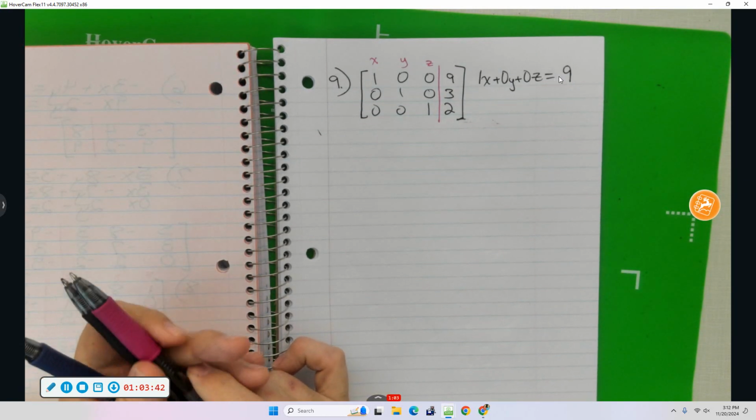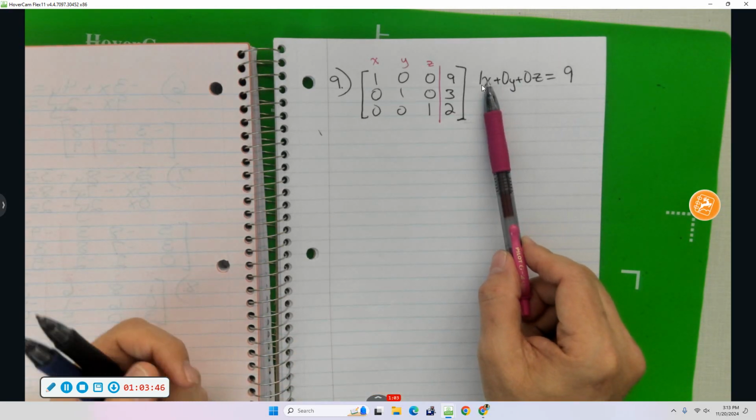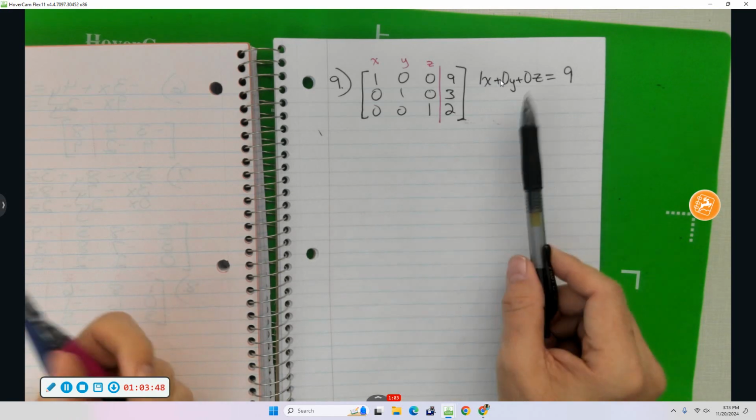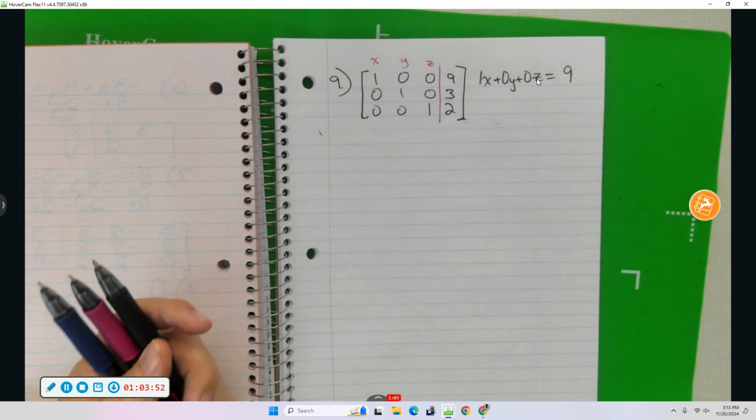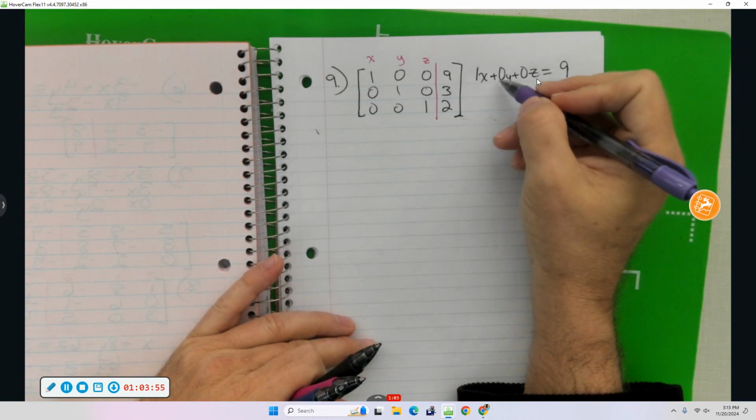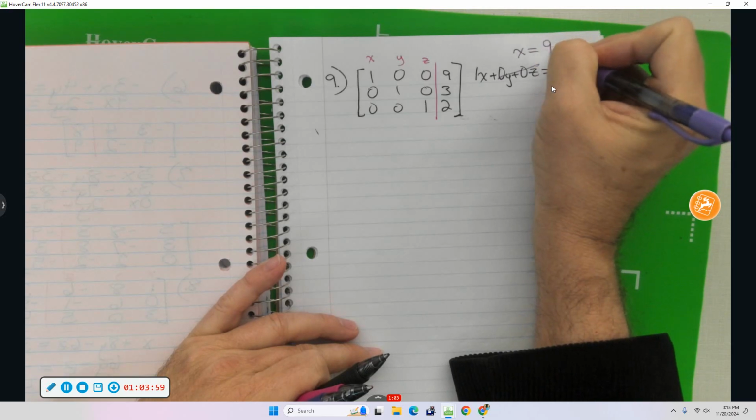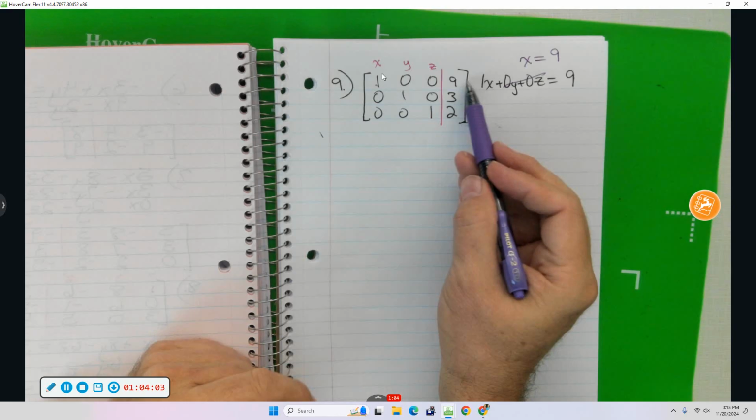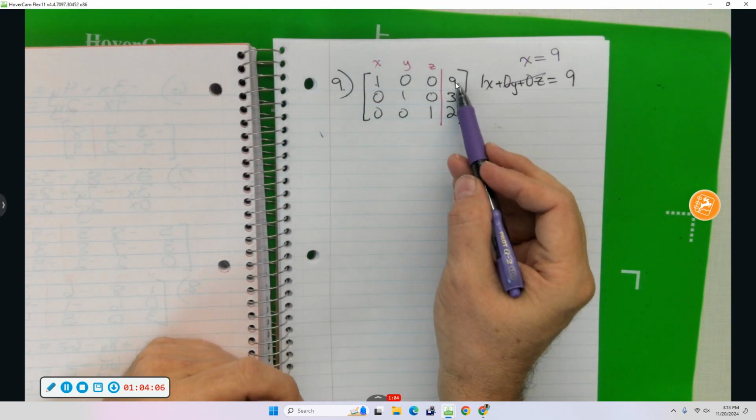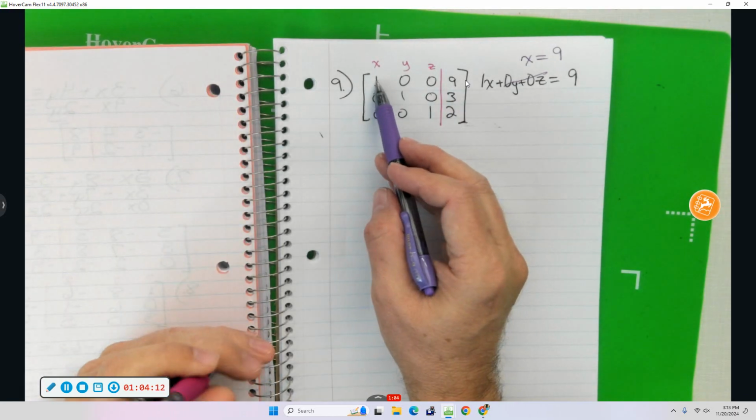Clean up that equation. That reduces very nicely. We know 1 times x is just x. What happens to the 0y and the 0z? They're gone. So that first equation is really just saying x equals 9. Go down to where the 1 is, move across. That number in the right hand column is the solution value for x.